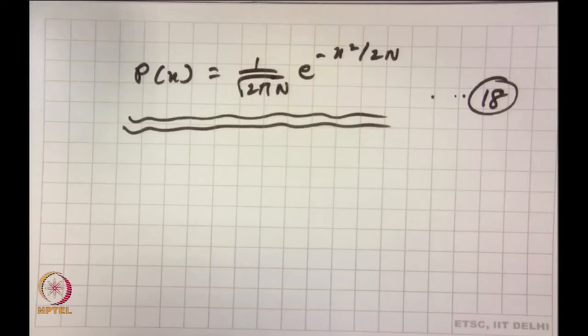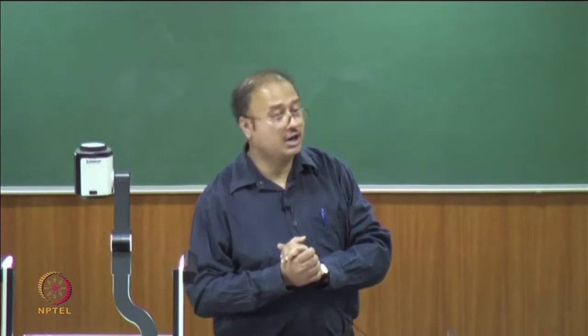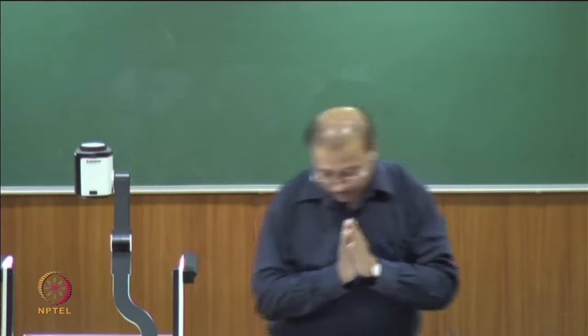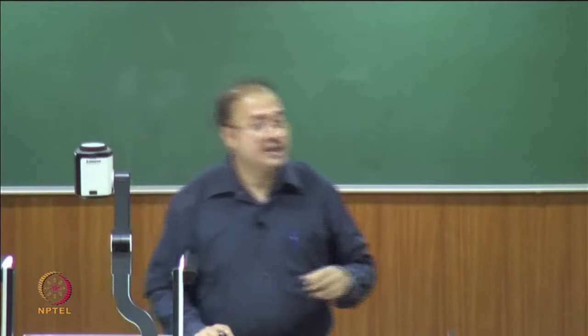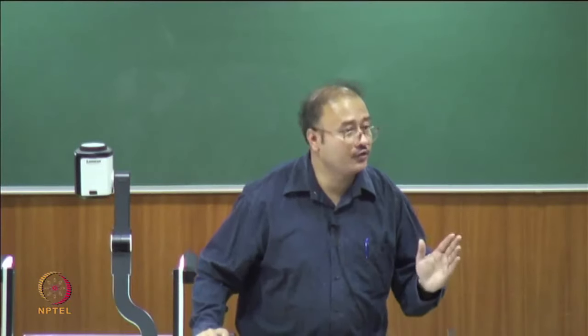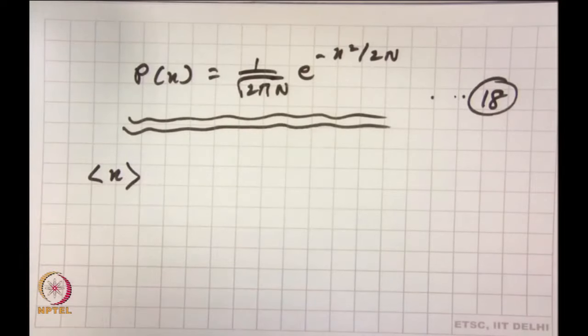Okay. So, I will not go further, I will stop here. But before ending the class, what I will just write is, if this is your p of x, suppose we try to have the average of x. Now, how would I get the average of x?